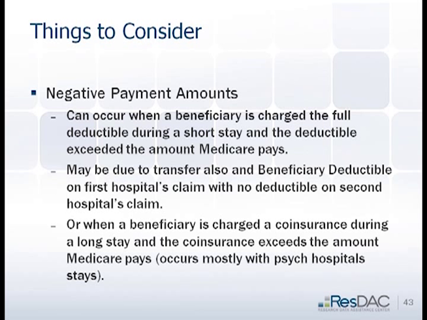Again, all these pieces have to equal what Medicare says the provider is due. And so which bucket it lands in, it may end up as a negative amount. And we'll have some claims data that you can look at to see some of these negative charges. You'll see that typically for long-term care and IRF hospitals, it's usually because the coinsurance exceeds the amount that Medicare pays for that stay. Any questions about negative amounts?